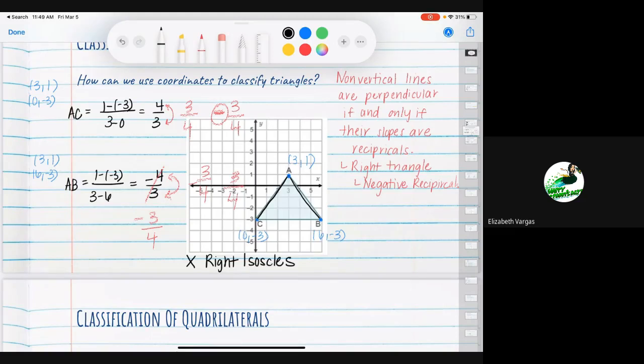So whenever we're trying to identify if something is a right triangle, what we want to make sure is the non-vertical lines, their slopes are negative reciprocals. Okay. Any questions about this? And we'll look at some examples later on, but any questions right now?